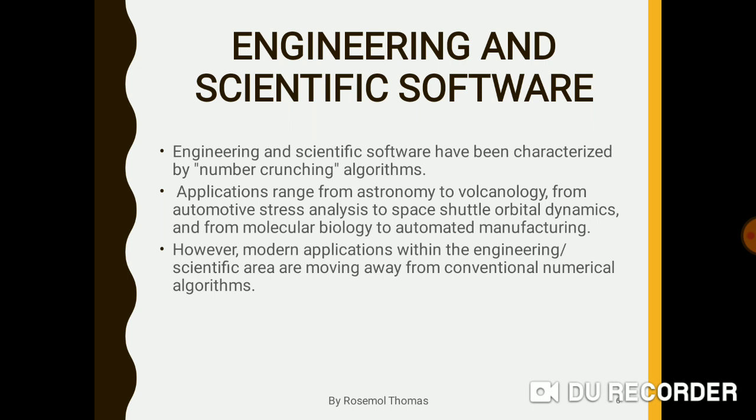But nowadays, engineering and scientific software has moved from conventional number crunching software to more real-time software, or we can say system software, where lots of other characteristics are also coming up. So these are the four types of software that we have discussed today. The remaining types of software we'll be discussing in the next video.